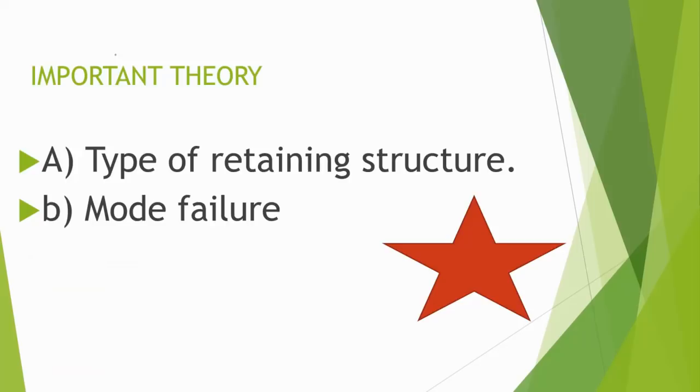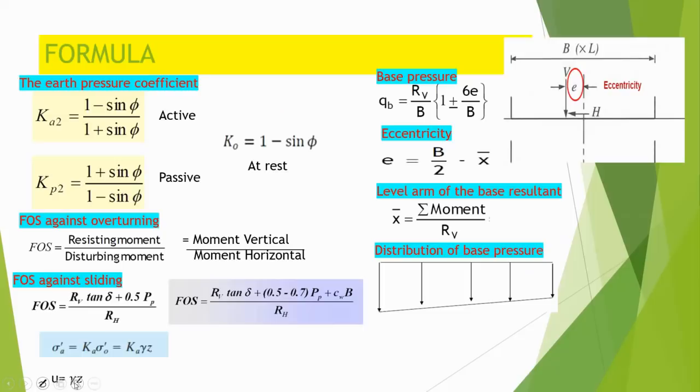this important theory we need to recover. The first important theory is the type of retaining wall and the mode of failure. You need to memorize and understand this. You can read it on your own on the slide. Okay, so this is the formula for this topic.